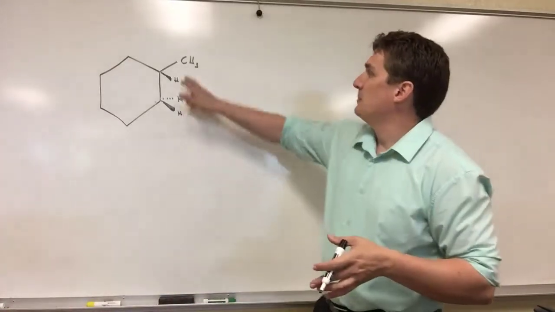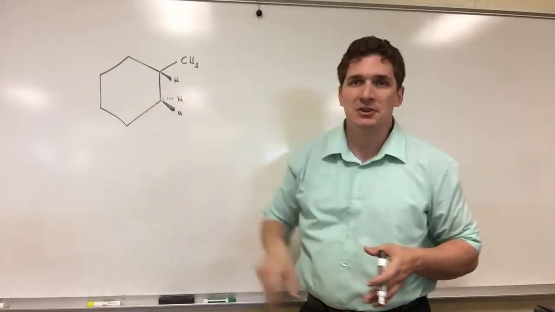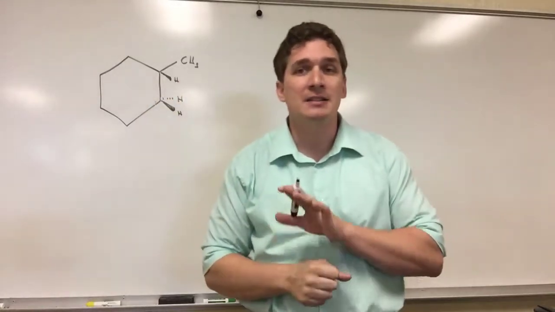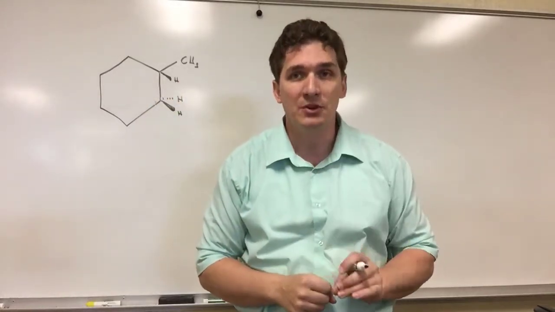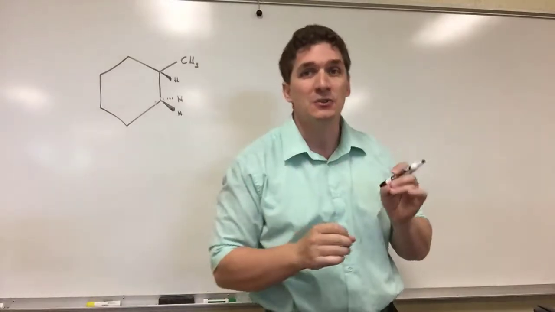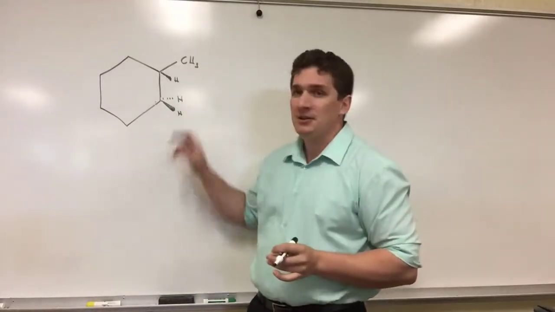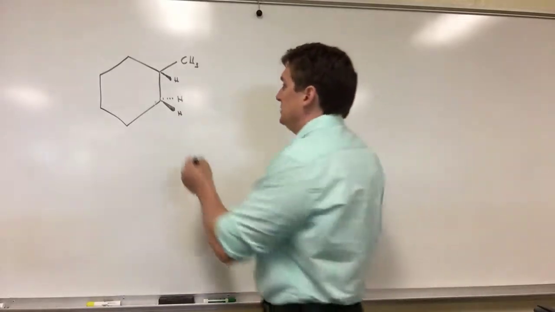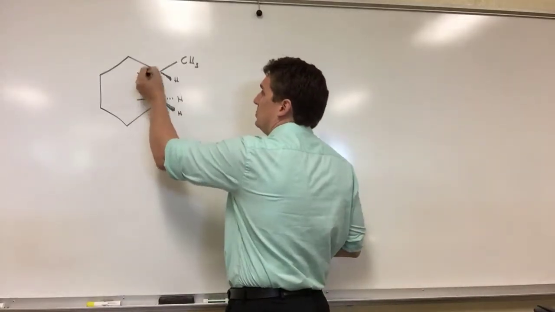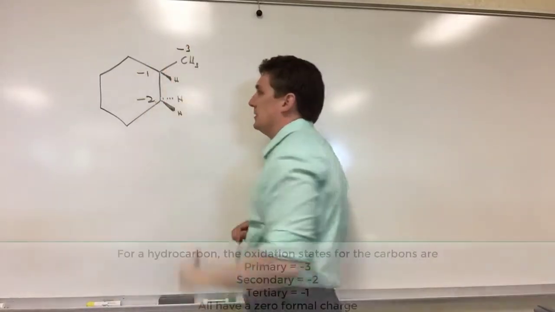So let's look at a primary, a secondary, and a tertiary carbon. And we're going to look at the oxidation states here. We're not going to look at the formal charges, because the formal charges of all these carbons are 0. So for this carbon here, the oxidation state is -2, this one's -1, and this one is -3.